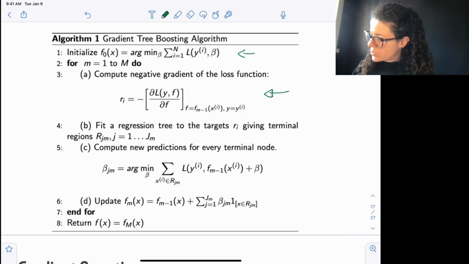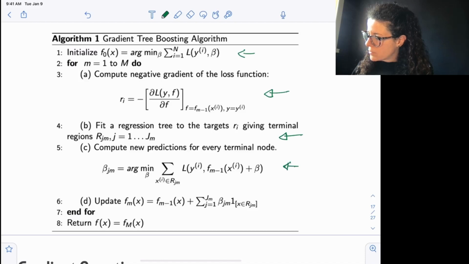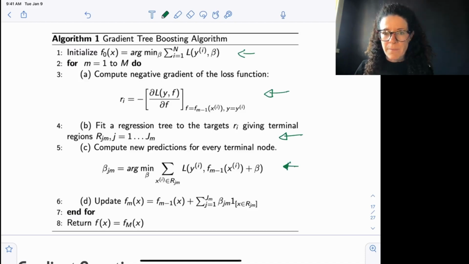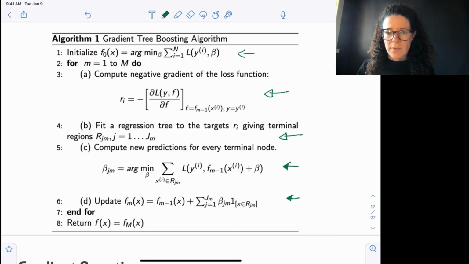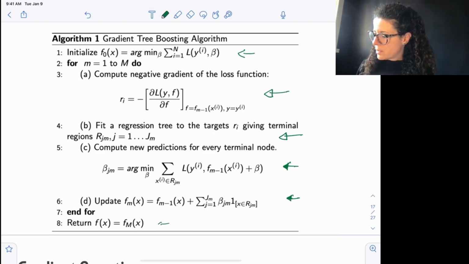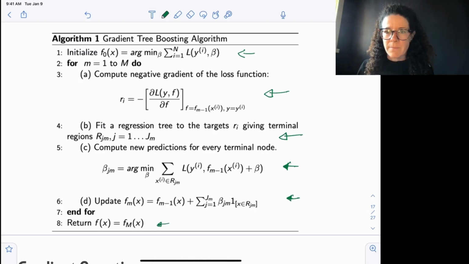After that, we fit a regression tree to the targets Ri, and then we compute the best constants for that particular region. We update, considering the new tree that we have constructed, and at the end we return the sum of all the trees. Okay, so this is a gradient boosting algorithm, and you can use this algorithm for an arbitrary loss function.